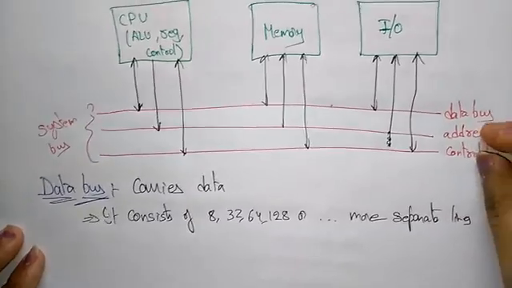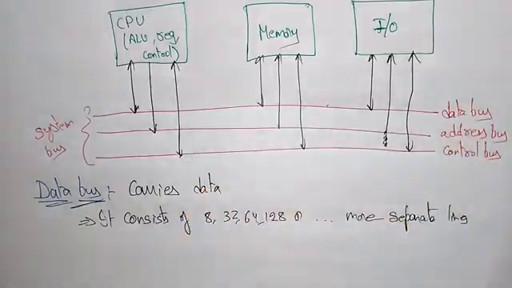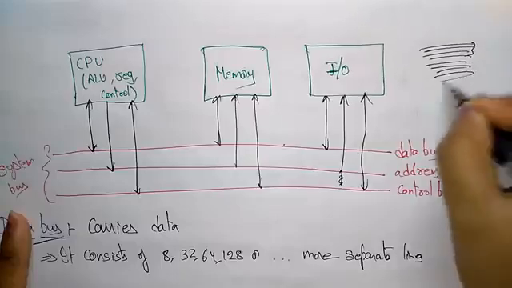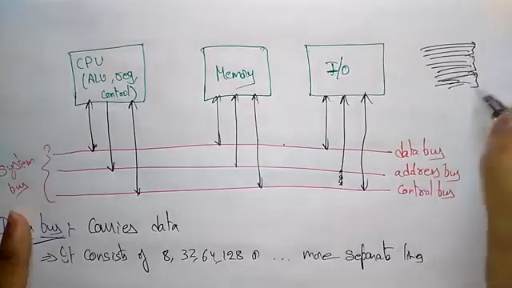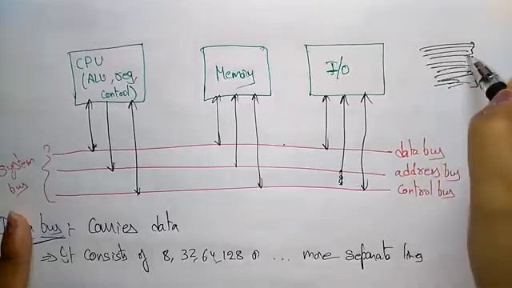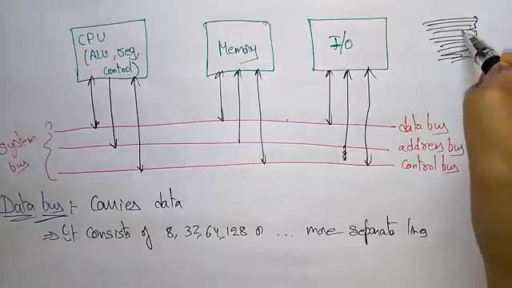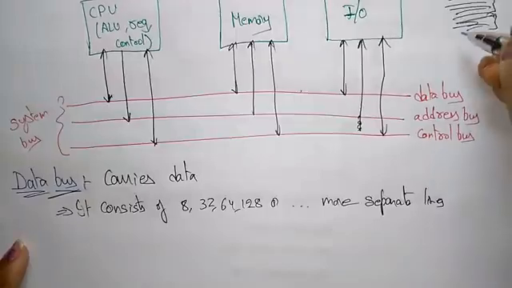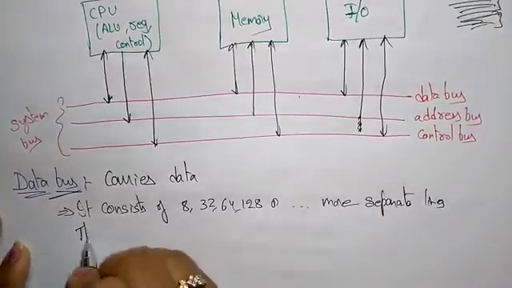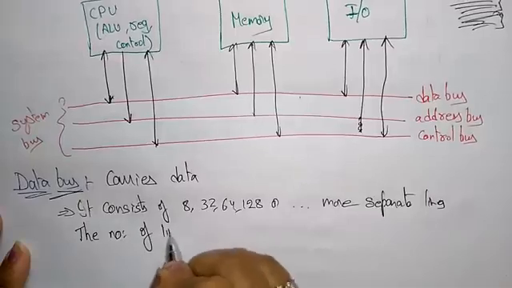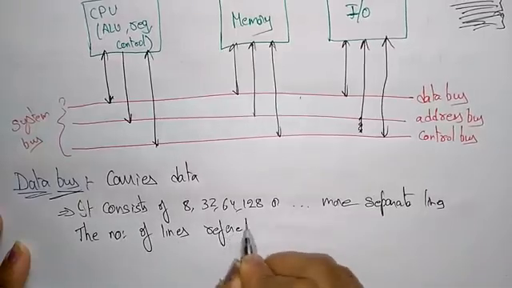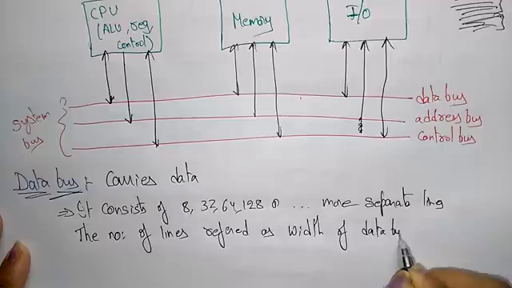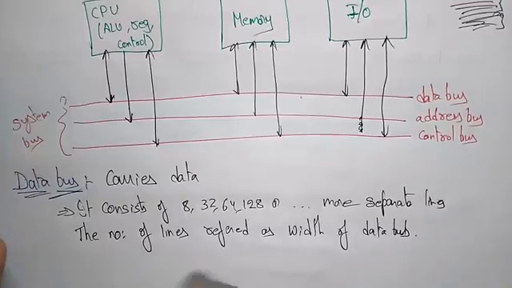Again, this data bus has separate lines. I said the system bus is a group of lines, and this group of lines is divided into data bus, address bus and control bus. The data bus has lines of size 8, 16, 64, 128 or so on. The number of lines in the data bus is referred to as the width of the data bus.